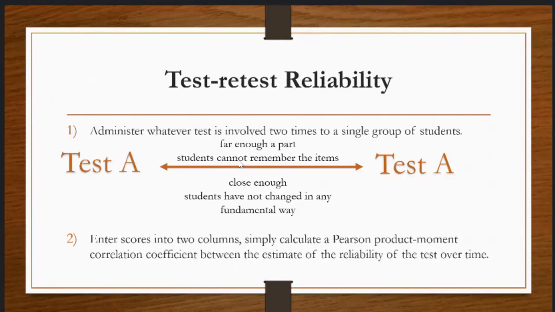The next step is to enter scores into two columns and simply calculate a Pearson product moment correlation between the estimate of the reliability of the test over time, and the Pearson product moment correlation is calculated by the system. For example, the SPSS. So we will not mention the formula to calculate this figure.